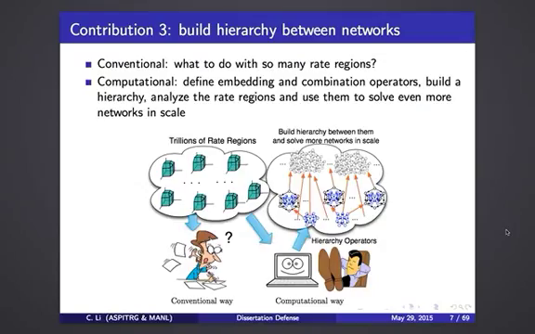Our third contribution is to build a hierarchy between these networks so that we can relate the network structures and rate regions with some important properties preserved in the relationship, such as the sufficiency of linear codes. In addition, we can construct new networks at scale that are solvable, given the solved smaller networks.